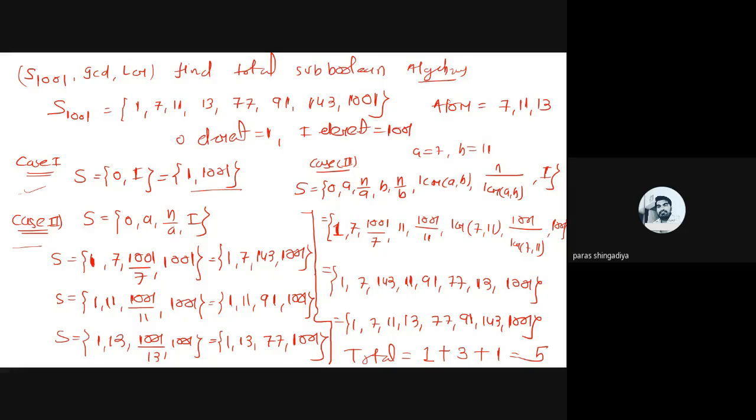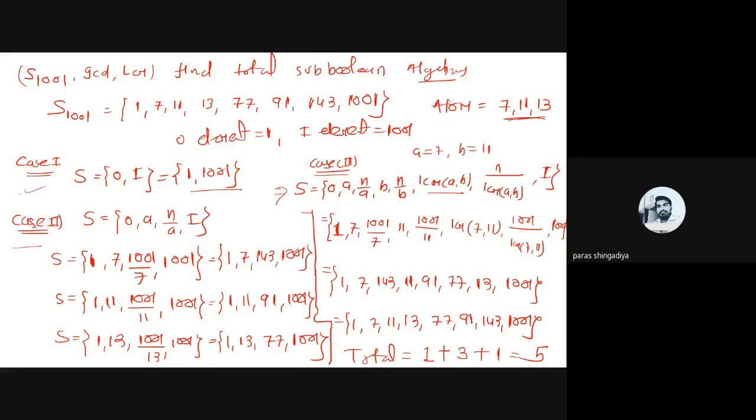Okay, so the formula is the 0 element, A, n by A, and the I element. So use each atom one by one and predict the set. So 3 sets we can predict. Why? Because we have 3 atoms in the example. And in case number 3, we can predict the answer of the sub-Boolean algebra which contains the 8 elements. So how can we derive this set? There is also one fixed formula: 0, A, n by A, B, n by B, then LCM of A and B, n upon LCM of A and B, and I.